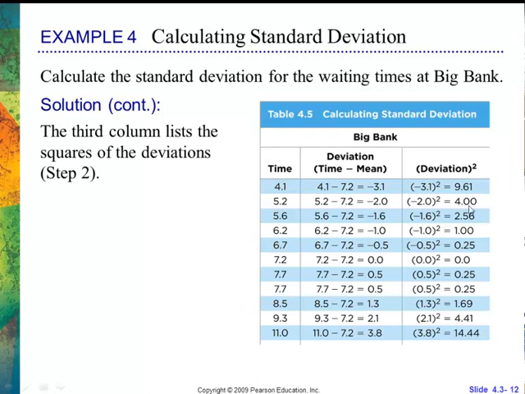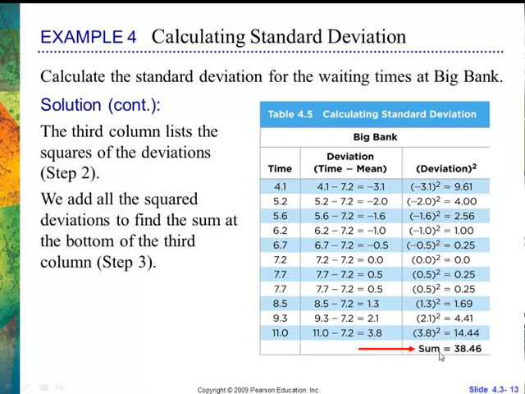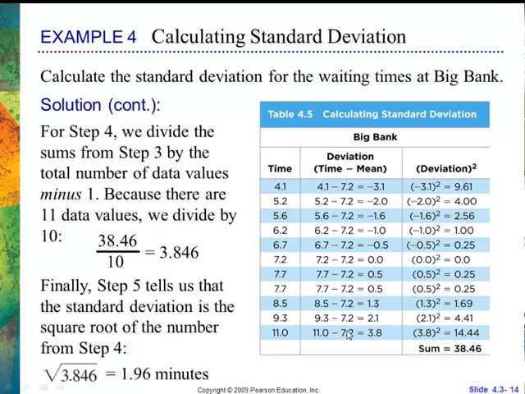So here in our third column, we've squared all of our values. We got rid of the negatives. Now we're going to add all those up. Ta-da! We added them up. Now we have to take this sum here and divide by one less than how many things we have. We have 1, 2, 3, 4, 5, 6, 7, 8, 9, 10, 11 things, so we're going to divide by 10. Alright, 38.46 divided by 10, we get this.